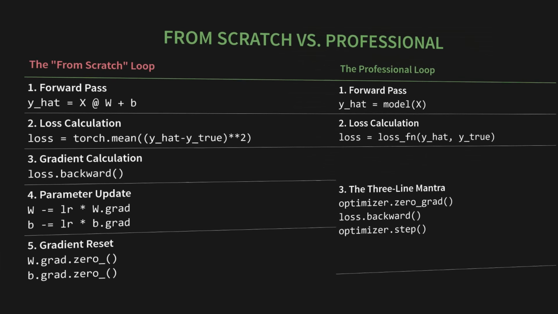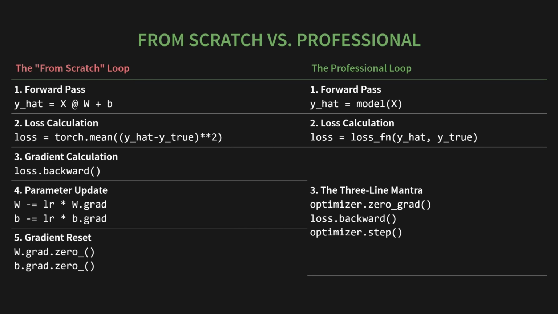Let's compare the from-scratch loop versus the professional loop. On the left, our old way. On the right, the new way. Step 1, the forward pass. Before, it was y_hat equals x at w plus b. Now, it's just y_hat equals model(x). So much cleaner. Step 2, loss calculation. Before, we wrote out the whole mean-squared error formula. Now, we just call loss equals loss_fn of y_hat and y_true.